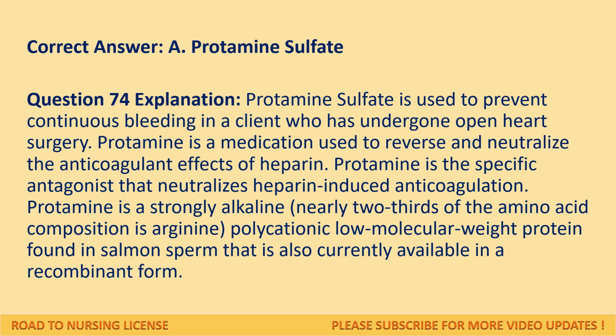Question 74 Explanation. Protamine sulfate is used to prevent continuous bleeding in a client who has undergone open heart surgery. Protamine is a medication used to reverse and neutralize the anticoagulant effects of heparin. Protamine is the specific antagonist that neutralizes heparin-induced anticoagulation. Protamine is a strongly alkaline, polycationic low molecular weight protein, nearly 2/3 of its amino acid composition is arginine, found in salmon sperm and also currently available in a recombinant form.